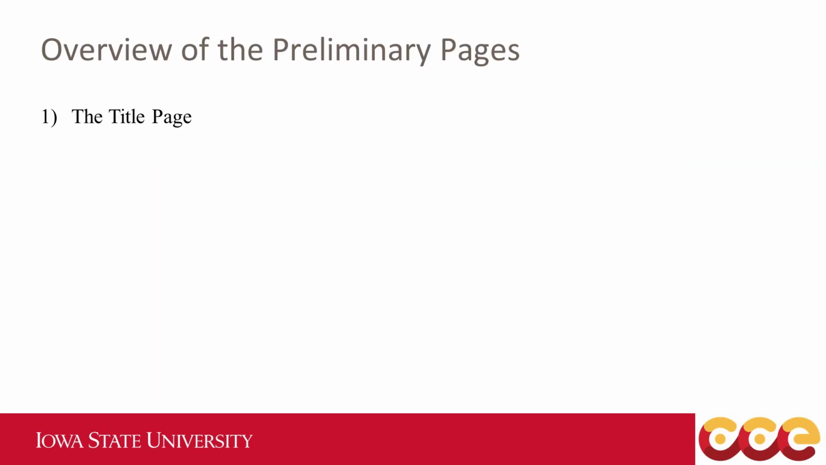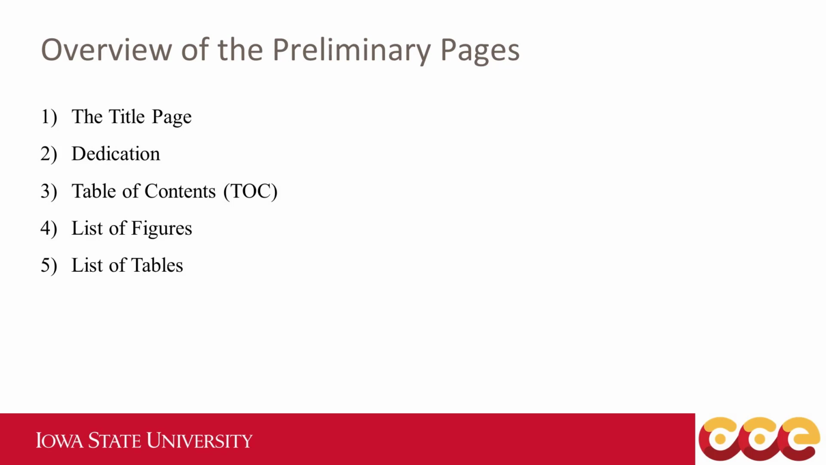In this tutorial, you will be introduced to the formatting of the preliminary pages in your thesis or dissertation. There are 8 preliminary pages: the title page, dedication, table of contents, list of figures, list of tables, nomenclature, acknowledgements, and abstract. Some of these pages are optional, meaning that you can leave them out of your thesis or dissertation if you do not want to include them.